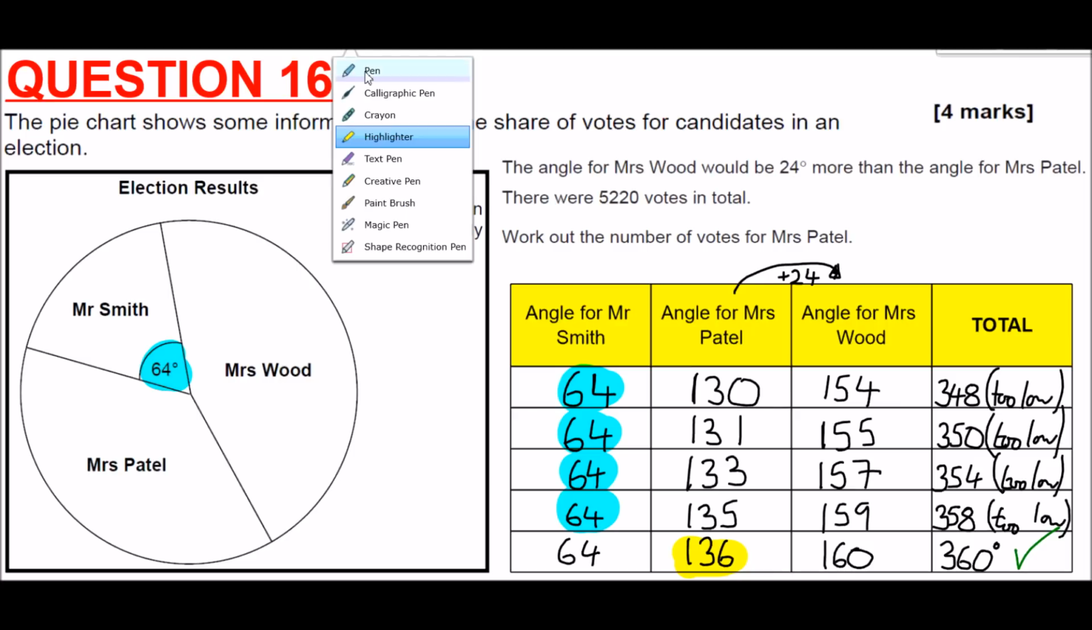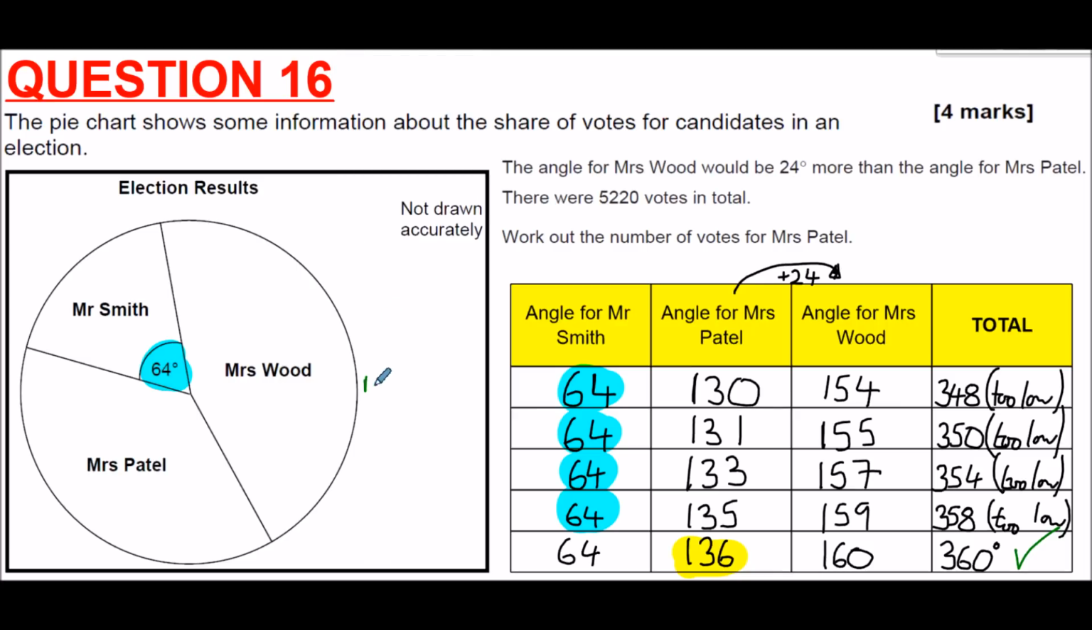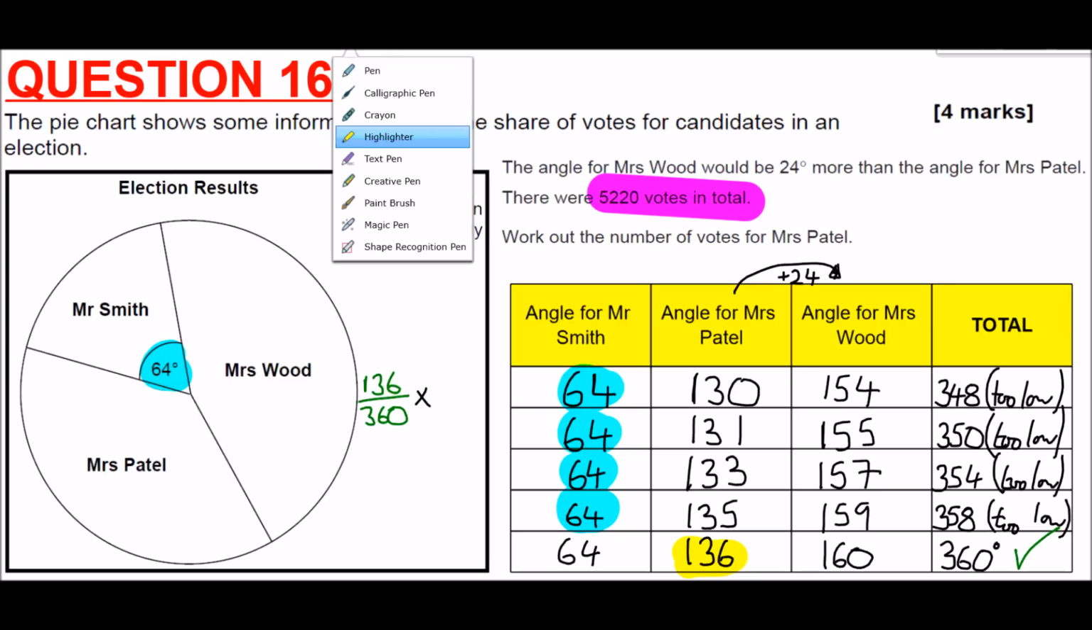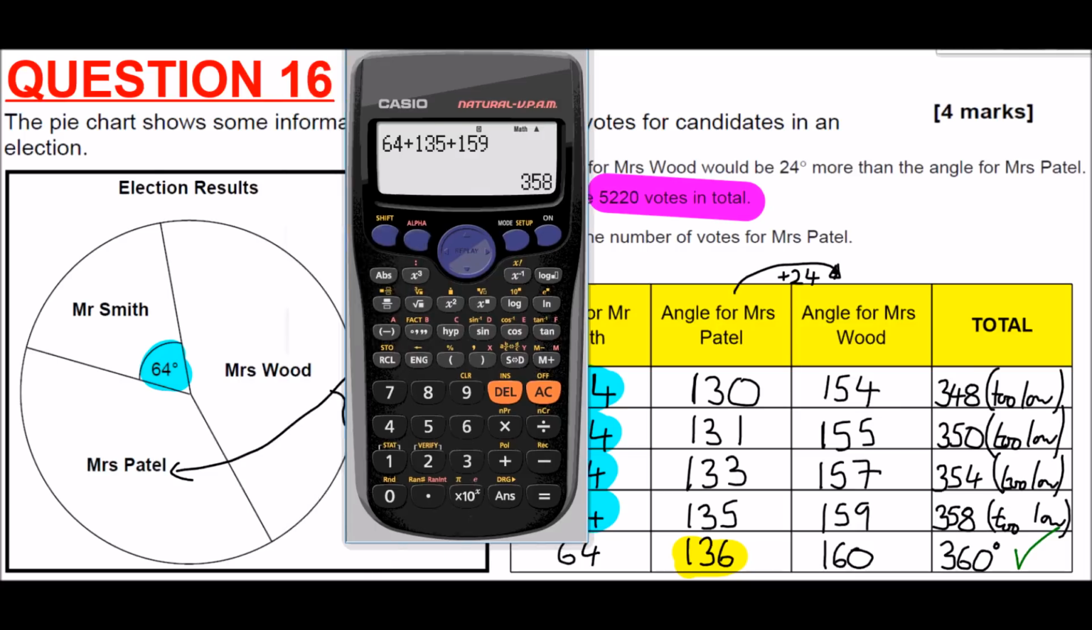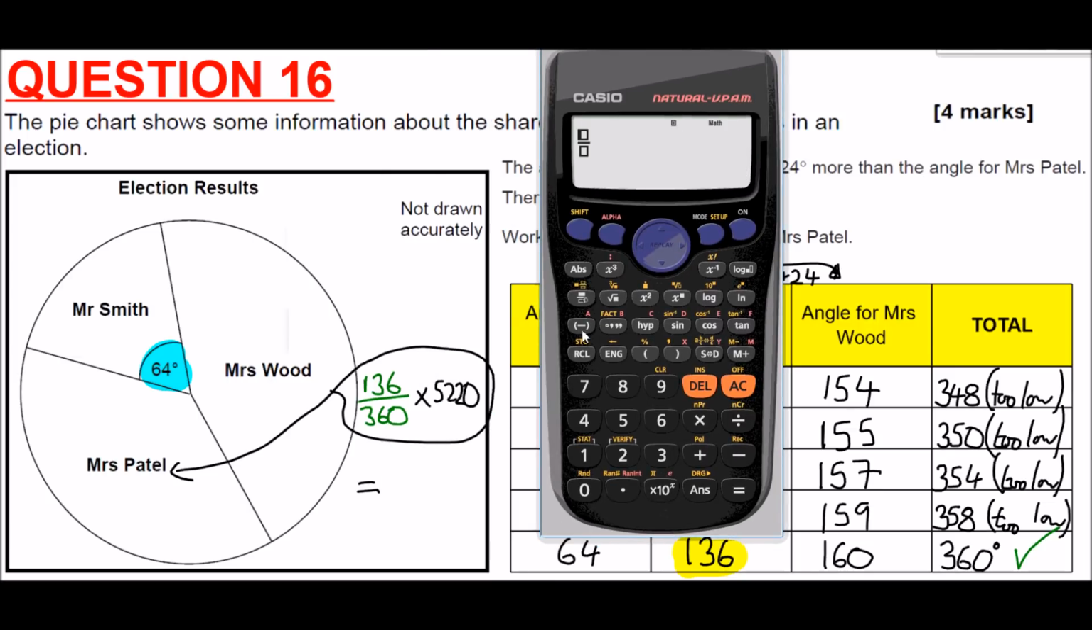So Mrs. Patel gets 136 360ths. That's the fraction of votes she would get. And in the same way as before, Mrs. Patel must get this fraction of the total votes, which, just to mention again, is 5,220. So if you work out this fraction of 5,220, again, you would get the answer we need, just via a completely different method.